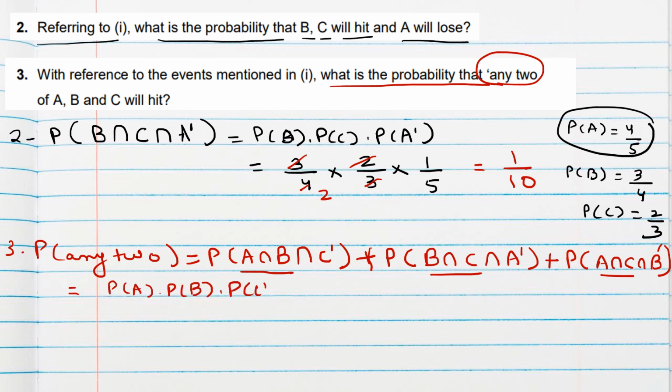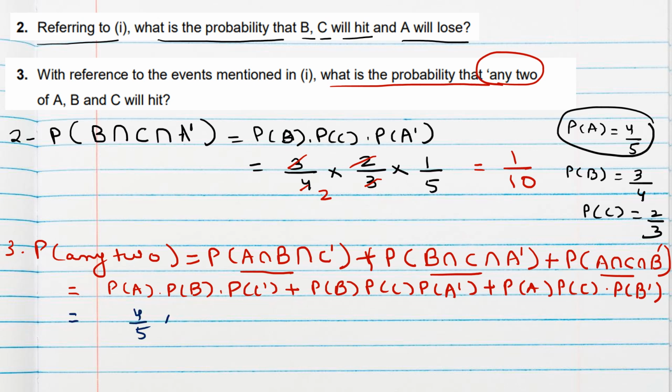P of C dash plus P of B into P of C into P of A dash plus P of A into P of C into P of B dash. Okay. Now substitute all the probabilities.